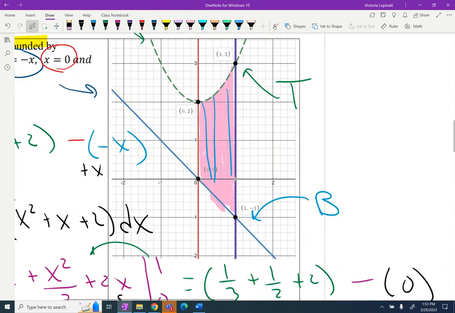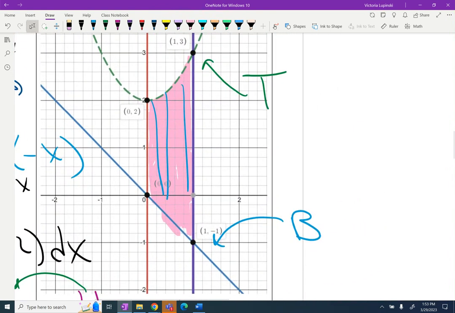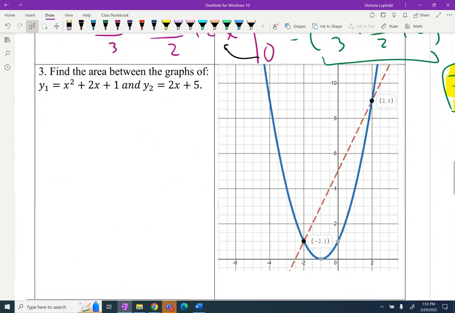So look at the pink region. You have to do the equation of the top curve minus the equation of the bottom curve. So the top curve is the green one, that's x squared. The bottom curve is x squared plus 2. I mean, we'll do a few more, you tell me. Okay? All right, let's try number 3.